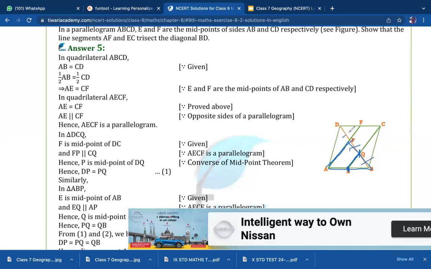Already DP is equal to PQ. Now PQ is equal to QB. So DP is equal to PQ is equal to QB. They are divided into three equal parts. That means AF and EC trisect the diagonal BD. Hence it is proved.